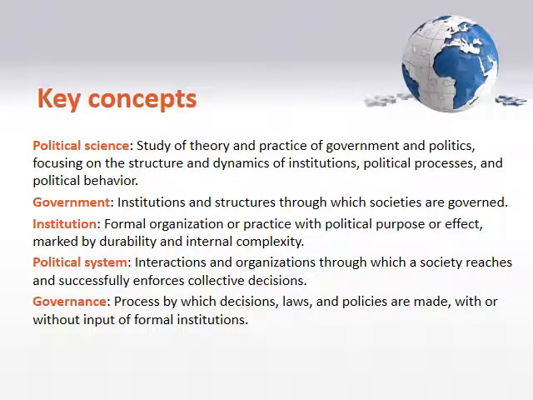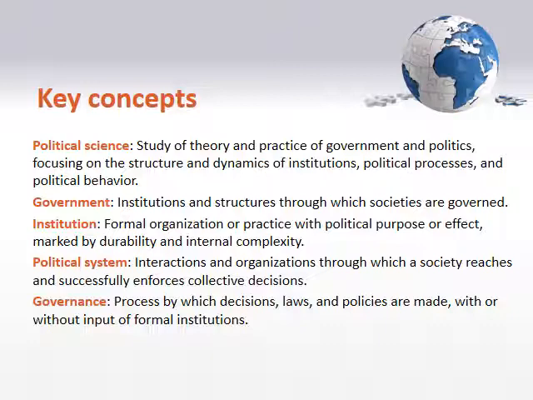Much of this early reading is dedicated to key concepts so that we understand the foundations of political science. Political science is applying the scientific method to the study of politics. It's a form of social science. So we're studying theory and practice of governments and politics. We're focusing on the structure and dynamics of institutions, political processes, and political behavior.